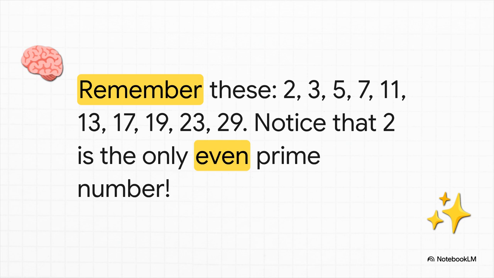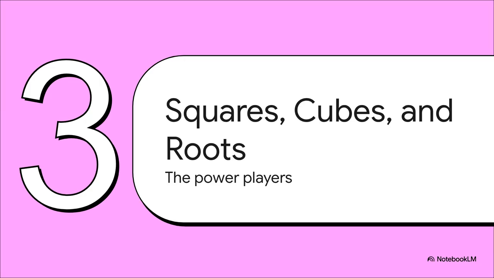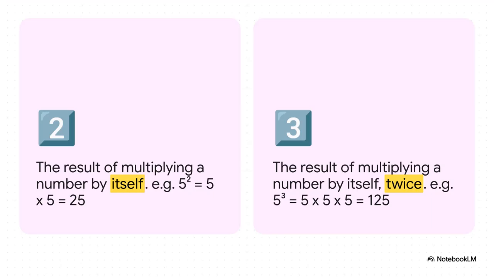Every other even number can be divided by 2, so it can't be prime. Okay, let's quickly touch on another important group, the power players. I'm talking about square and cube numbers, which you get when multiplying a number by itself. Squaring and cubing are really just a bit of shorthand, a lazy way of writing repeated multiplication.